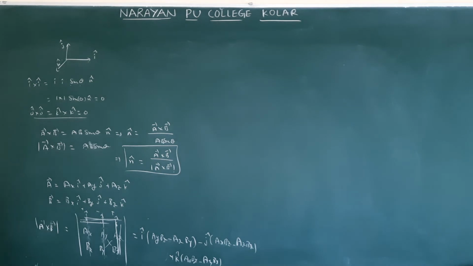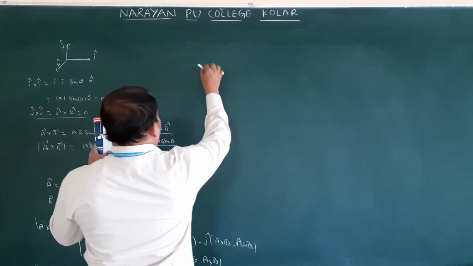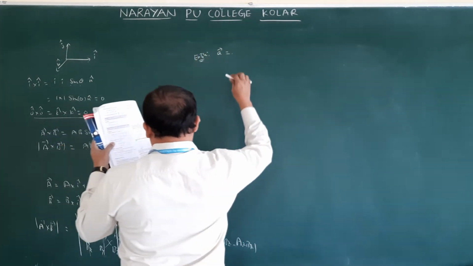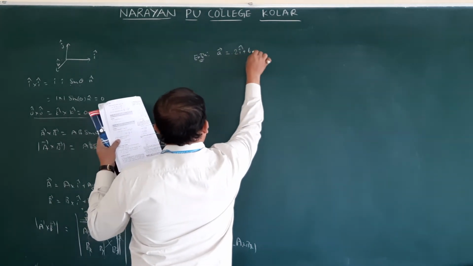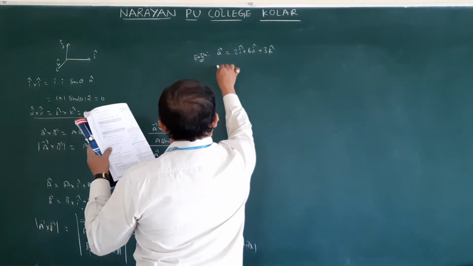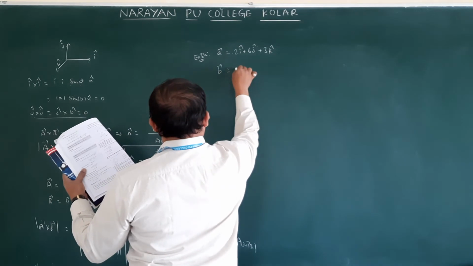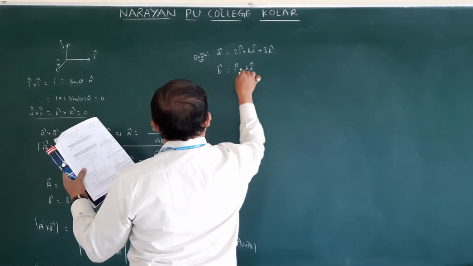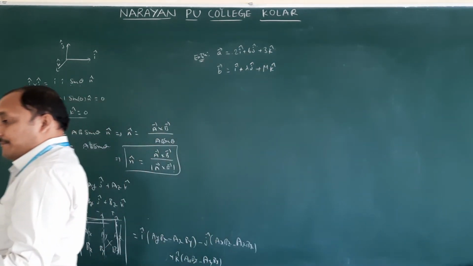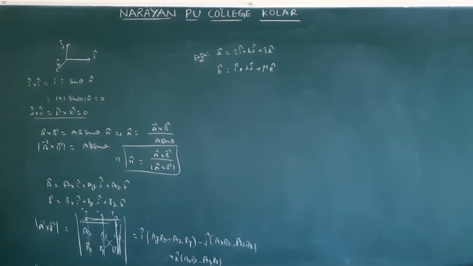Now we should come to know example 34. A bar is equal to 2 I cap plus 6 J cap plus 3 K cap. B bar is equal to I cap plus lambda J cap plus mu K cap. If A bar cross B bar is equal to 0, find the value of lambda and mu.